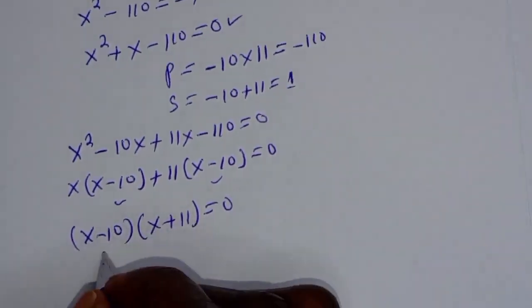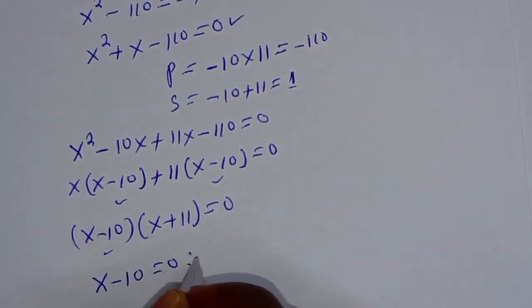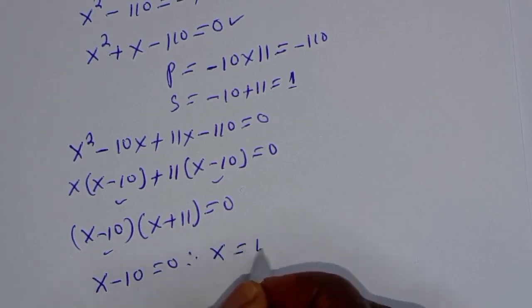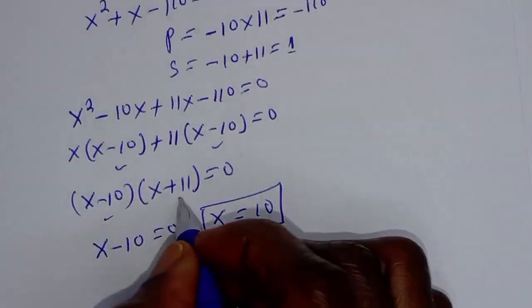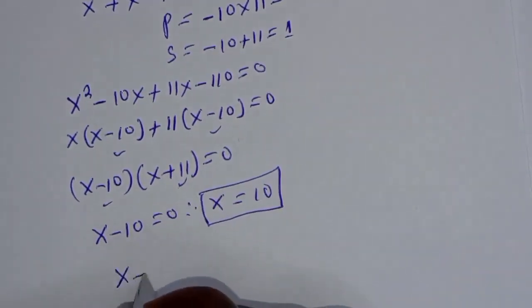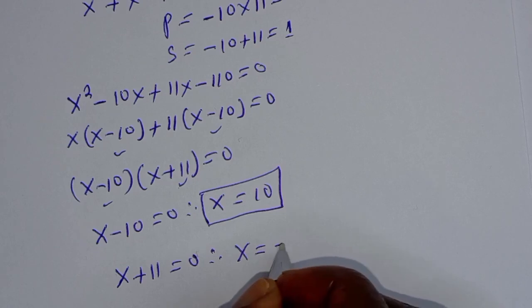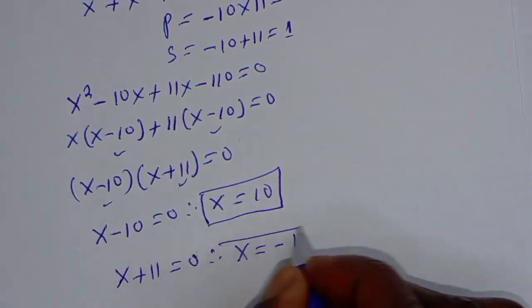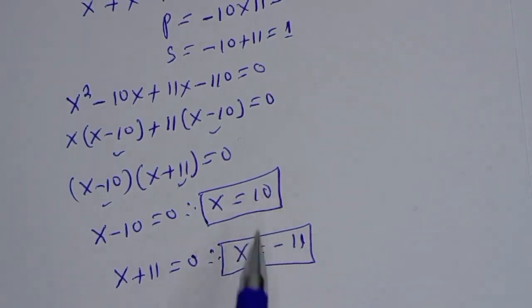Then there are two cases here. The first case is x minus 10 is equal to 0, therefore x is equal to 10. And from the second case, x plus 11 is equal to 0, therefore x is equal to minus 11. Since we've gotten the values of x, let's call x1 equal to 10 and x2 equal to minus 11, then we can solve for y.